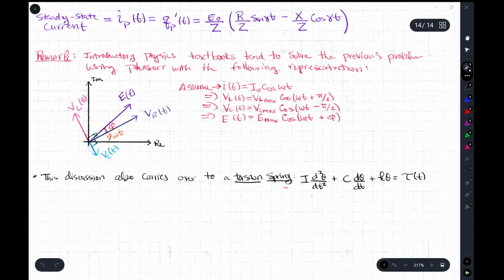Finally, we have what's called a torsion spring, which, rather than a spring mass system where you get a force and translational motion, you get a torque and rotational motion. And it looks like this. We won't get into it, but it also has the same form with constant coefficients for these parameters, and a driving external torque. And our discussion for the spring mass system could also carry over for this system.